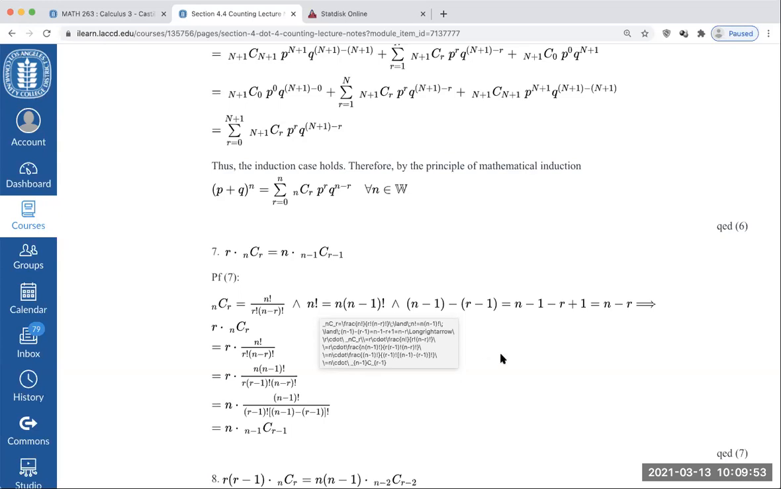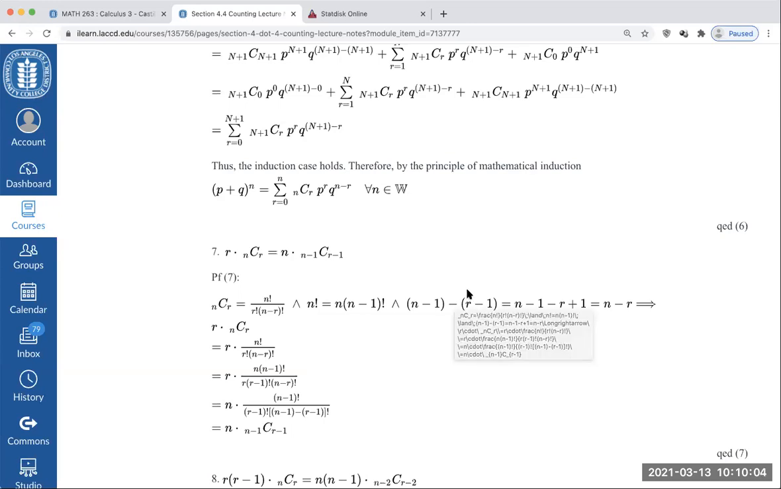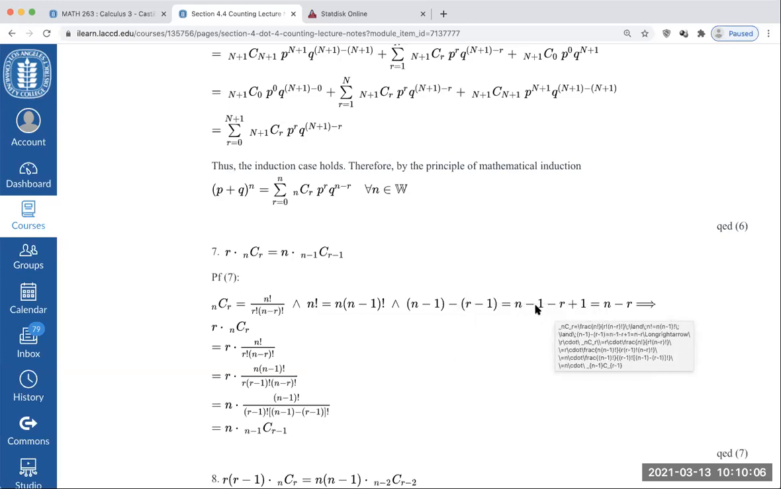And we'll use this algebraic fact that differences are translation invariant. N minus 1 minus (r minus 1). Let's change all the signs inside the parentheses. Is n minus 1 minus r plus 1. So the ones cancel. So n minus r. So I can rewrite n minus r as n minus 1 minus (r minus 1).